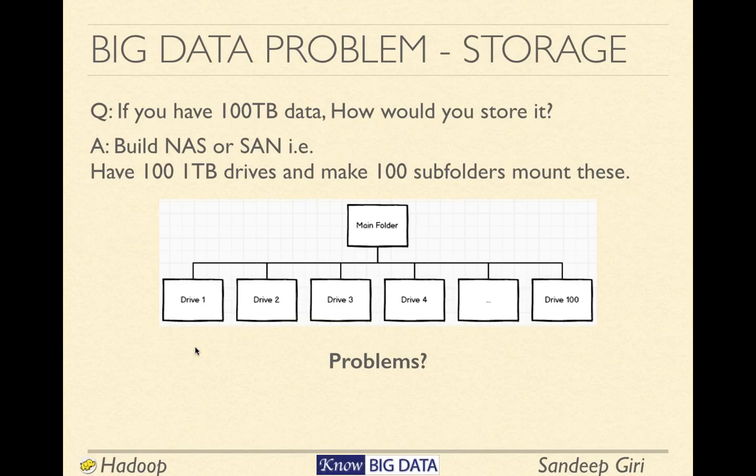Okay. So the first problem which people foresee in this one is data replication. The second one is, what if one of these nodes, like the main folder, crashes, then what happens? Both points are very valid. Do you foresee any other problem with this file system which we have just built?